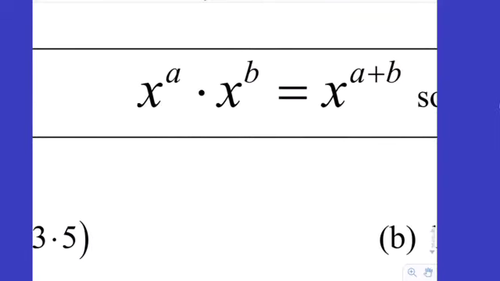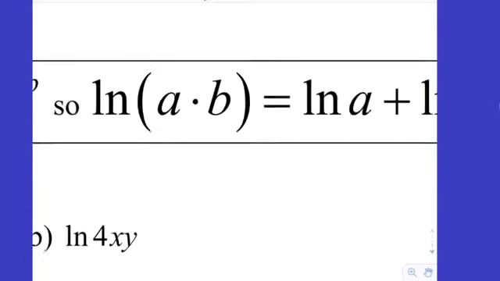And we spent a lot of time in the beginning of the year going over this. When you are multiplying and the bases are the same, you do what with the exponents? What do you do with the exponents, Adam? No, when you're multiplying, you add them. Adam, yes. Okay, so multiplication turns into addition, right? Multiplication turns into addition. That's the same thing with logs.